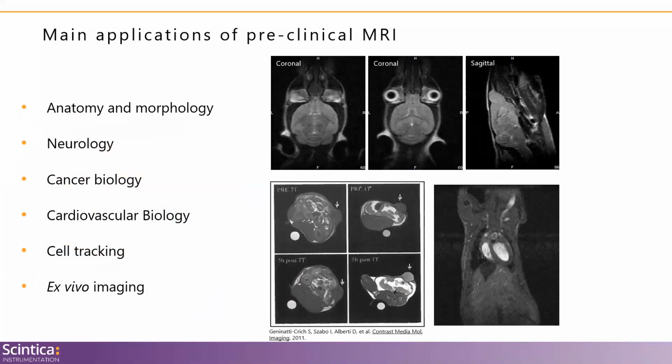MRI can be used for a wide variety of applications, including anatomical, functional, and even molecular imaging, as I mentioned. I would say the most common types of studies typically include neuro, oncology, cell tracking, as well as cardiovascular studies. It's also commonly used for ex vivo imaging for things like MR-based histology, and this has to do with that really nice high resolution.